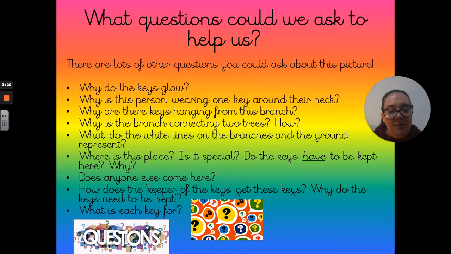Why does the branch appear to connect two trees together? How does that happen? Why is it like that? Has it been created for a purpose, or have the branches just joined over time? What do the white lines on the branches and on the ground represent? What are they there for? What's their purpose? What do they show?